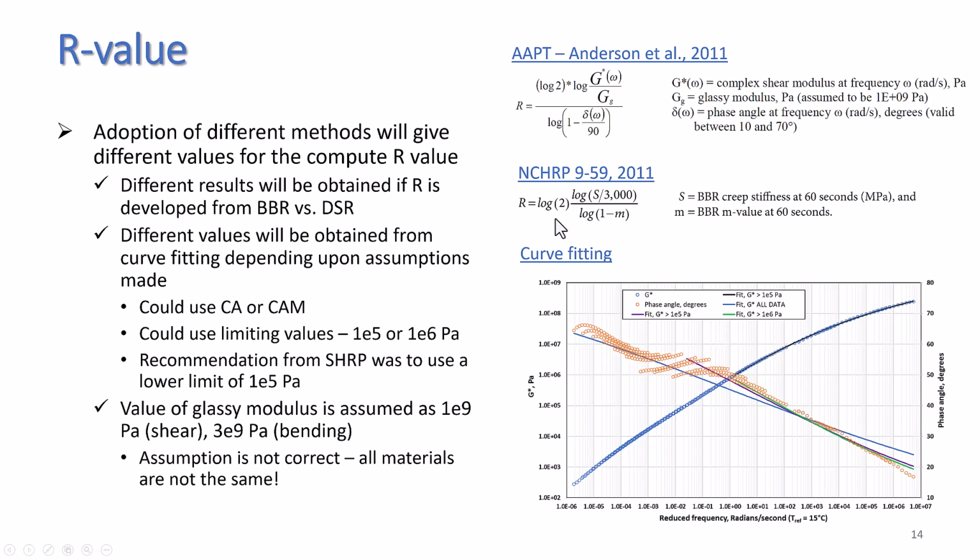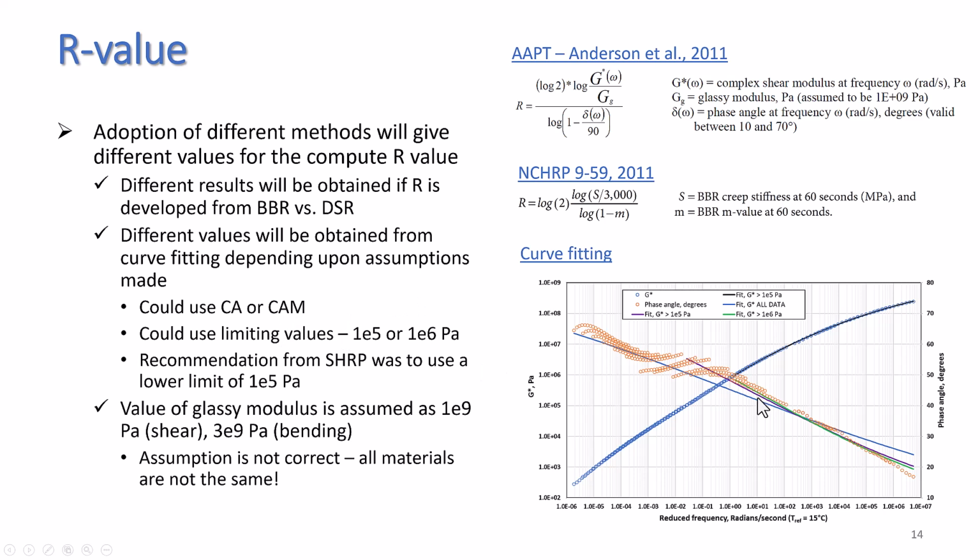In a similar way, this is the equation that NCHRP 959 proposed, that we do the calculation in that way. And that's the data on the previous slide. Those bars at different stiffness values are using that equation. Or we could use curve fitting. We could use the Christensen-Anderson or the modified Christensen-Anderson equation, and we could use curve fitting.